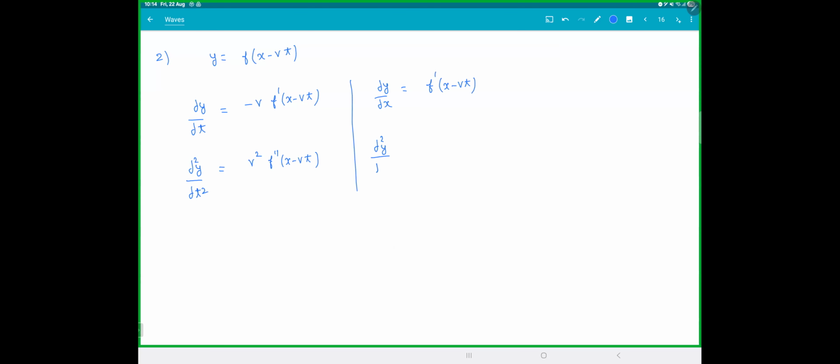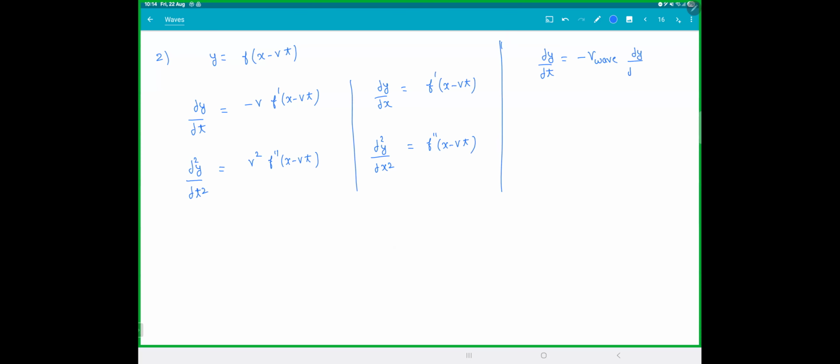∂²y/∂x², that will be f''(x − vt). Now here, if I combine these two, the first ones, we get a pretty neat result. ∂y/∂t is equal to −v_wave ∂y/∂x.